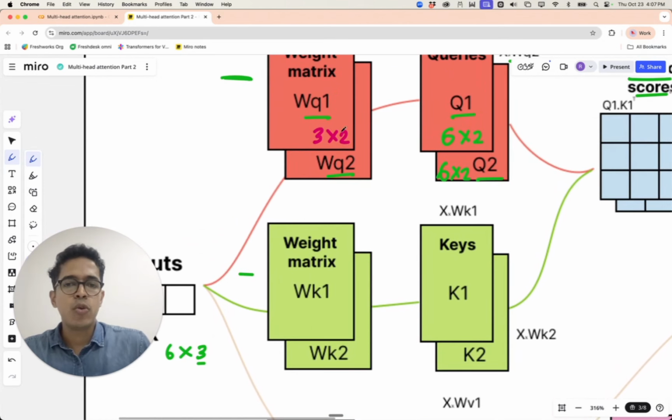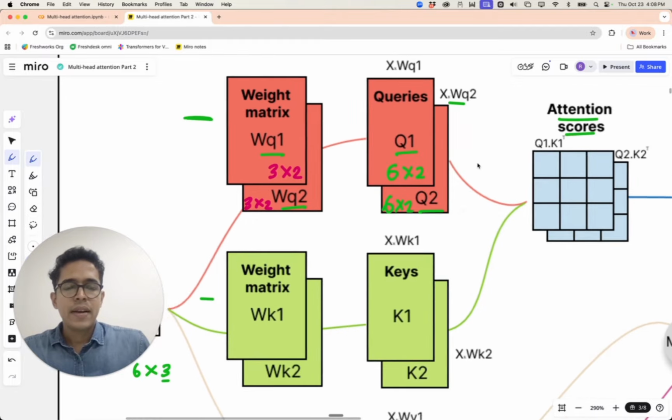So your WQ1 will be a 3x2 matrix. Your WQ2 will also be a 3x2 matrix. This 3x2 matrix will convert your 6x3 matrix, which is 6 tokens each being 3-dimensional, into 6 tokens each being 2-dimensional. And like that, you will have 2 attention heads, and because of that, you will have 2 queries corresponding to every single input token.